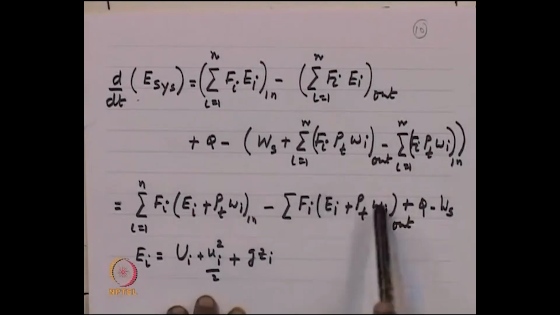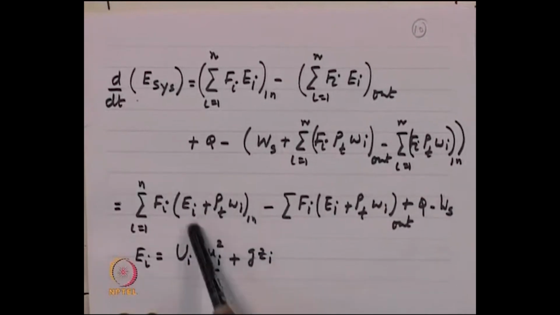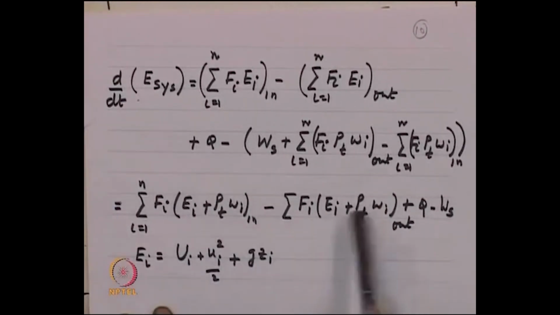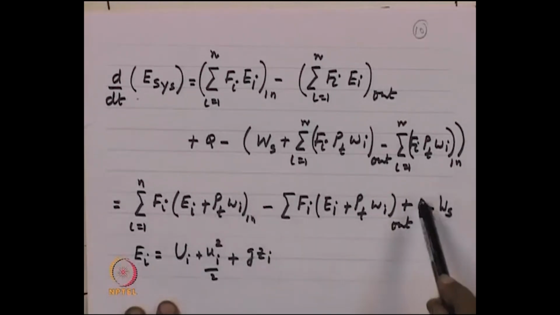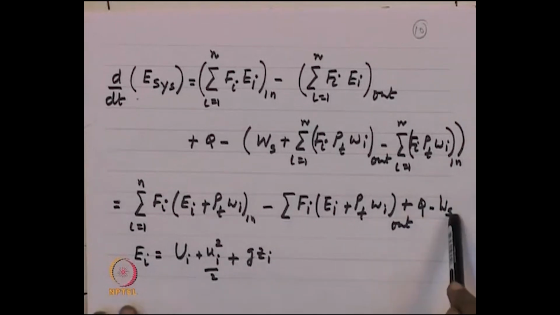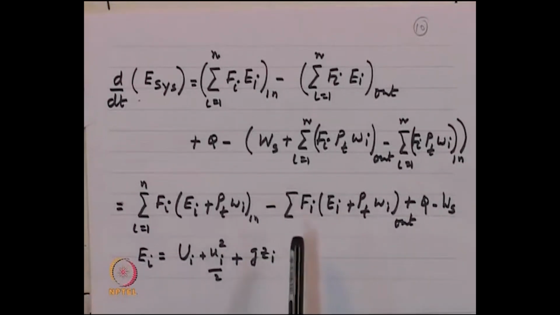Similarly, F_i times the energy of this is out. So, you have internal energy plus P_t omega_i as the energy in and that is the energy out. So, we have input energy, output energy, the amount of heat that you put in, and the amount of work that you put in. Therefore, this represents a statement of energy balance after we have made the necessary substitutions for our terms.